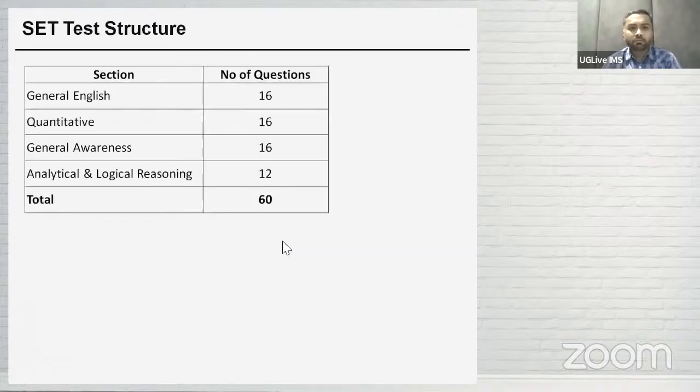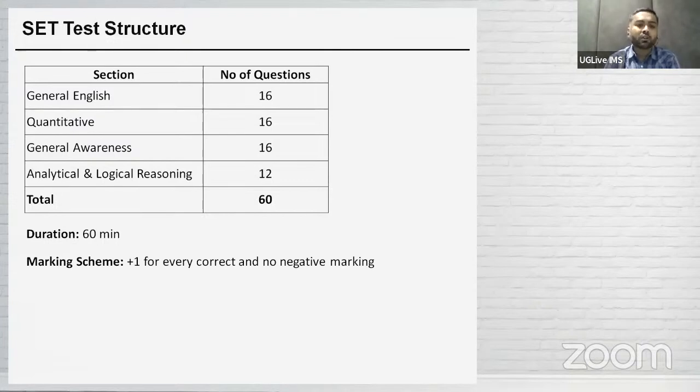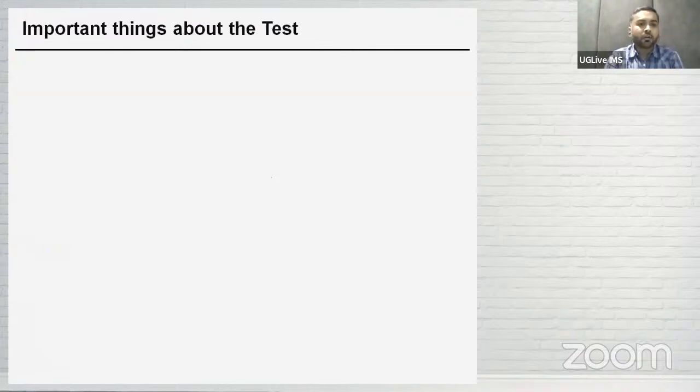The paper pattern, as we know, had 60 questions: 16 in English, 16 in quantitative aptitude, 16 in general awareness, and 12 in analytical and logical reasoning. It was a 60-minute paper with no sectional time limit. You can switch from one section to another, and the marking scheme was +1 for every correct answer, with no negative marking. So it is the standard paper pattern, as it has been for many years.